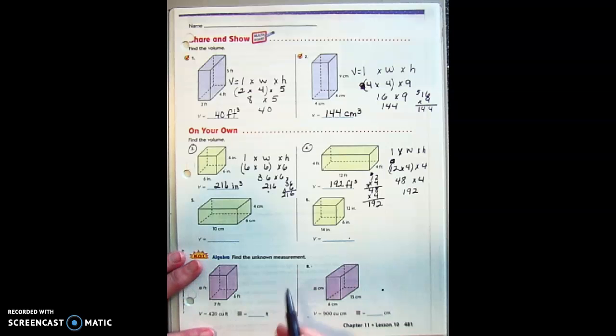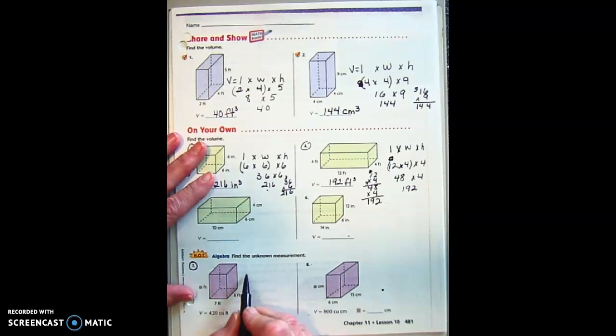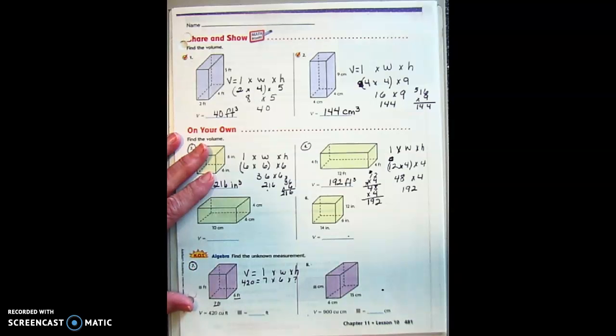I'm going to go down here and do number 7. What does it give us? Volume equals length times width times height. It gives us a volume of 420. This is like one that we did on the previous page. I know that my length is 7 and my width is 6, but I don't know what my height is. So go ahead and try that. See if you can figure it out.